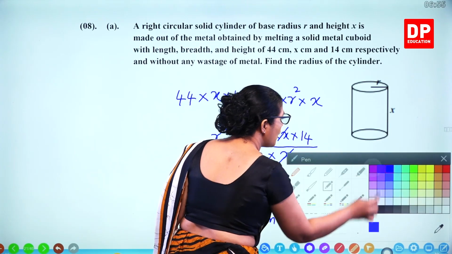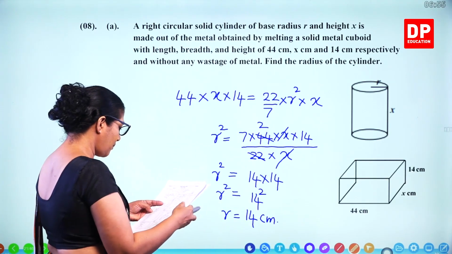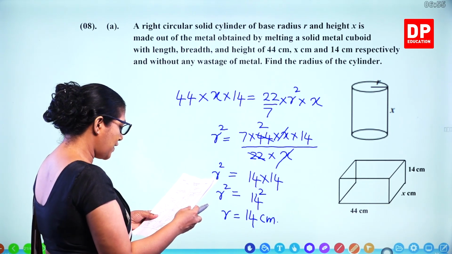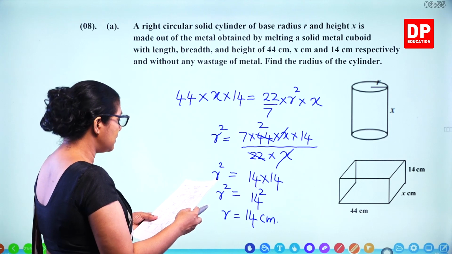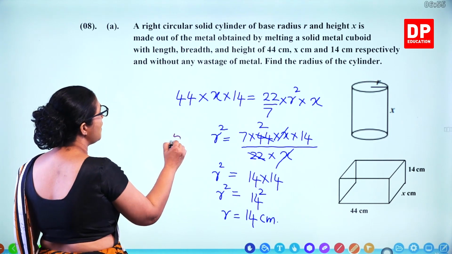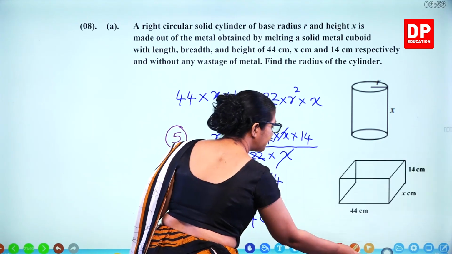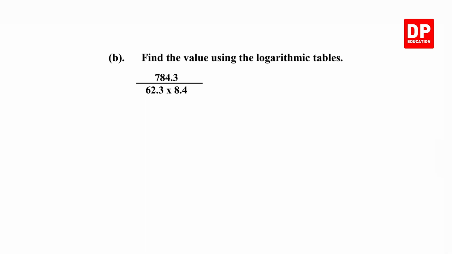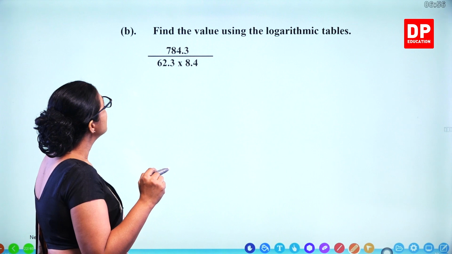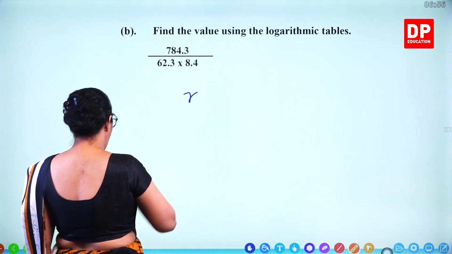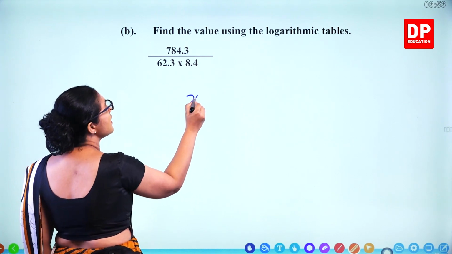So how many marks for that one? You are getting 5 marks for that. 14 centimeters, 5 marks. Let's take the next part. Find the value using the logarithmic tables. So you have to use the log tables. So first we'll take this one as r, or we'll take any letter. I'll take x.